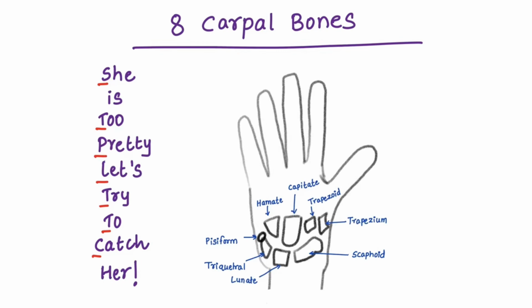You can memorize these 8 names with the mnemonics. She is so pretty. Let's try to catch her. Okay. So this was all about bones of upper limbs.